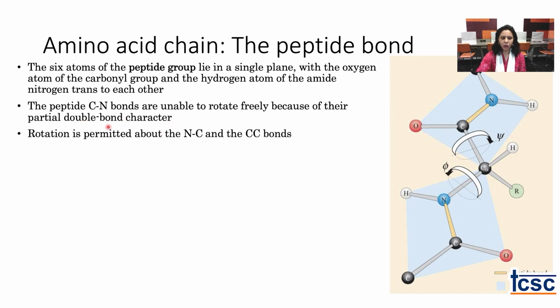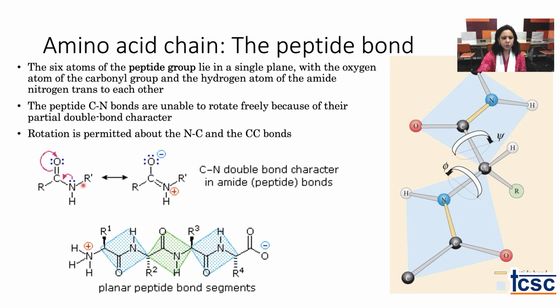Let's just talk about how the peptide bond has a double bond character. So over here we can see that this is how the peptide bond forms. Oxygen, being highly electronegative, will pull the electron cloud towards itself, and as a result, the electron cloud of nitrogen will be pulled towards the carbon. And this results in a partial negative charge on oxygen and a positive charge on nitrogen, giving a double bond character between C and N. Now, because of this double bond character, the C and N bond are not able to rotate freely, and therefore rotations are allowed only around the NC bond and the C C alpha bond.